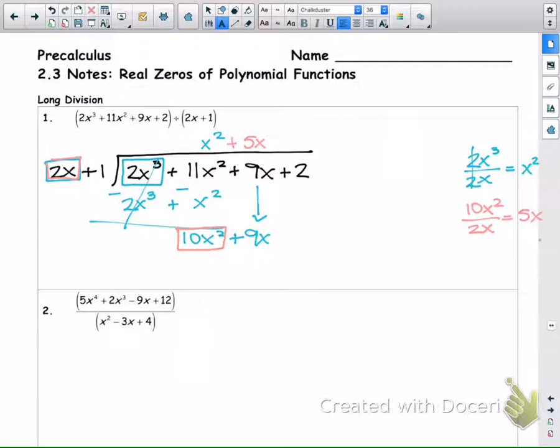And just like we did the last time, what do we do with that 5x now? Multiply by both things outside. So 5x times 2x gives me what?